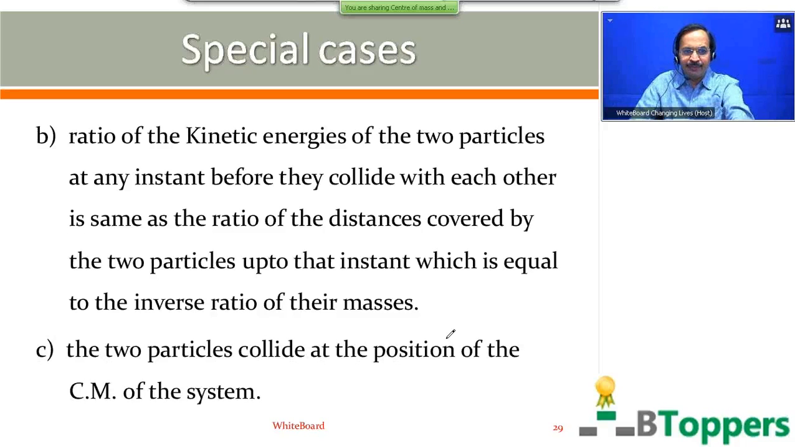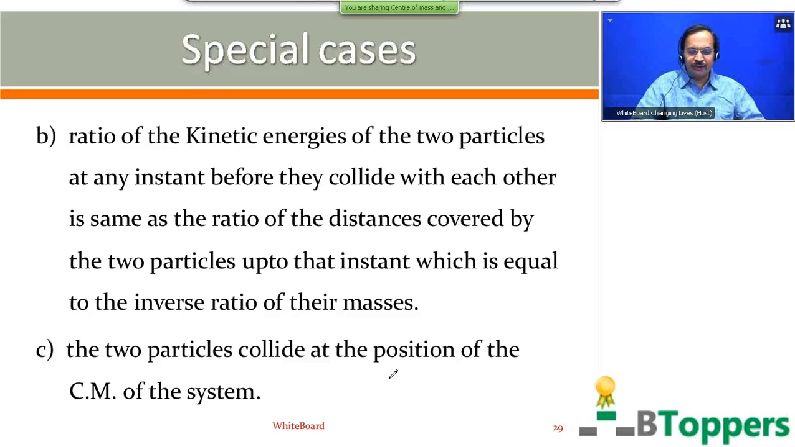Come on, finish copying this. And third conclusion C, the two particles collide at the position of center of mass of system. Come on, finish copying the notes. In case you need more time to copy the notes, you can take a pause and take your time.